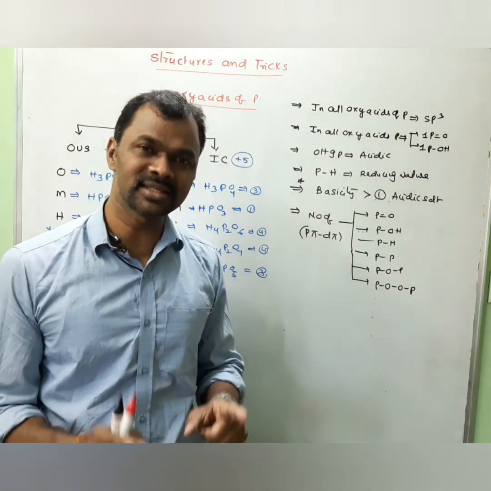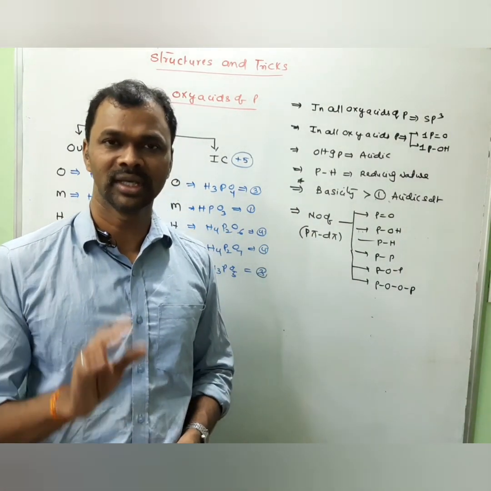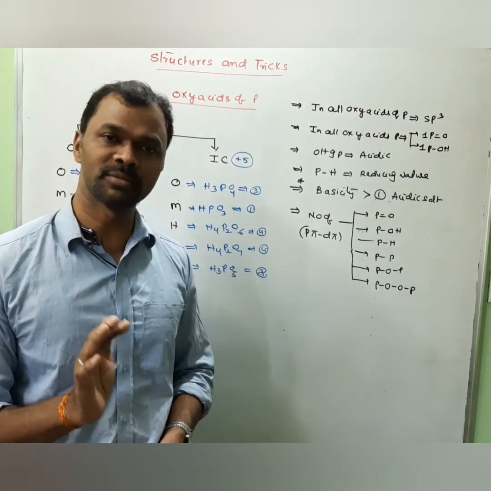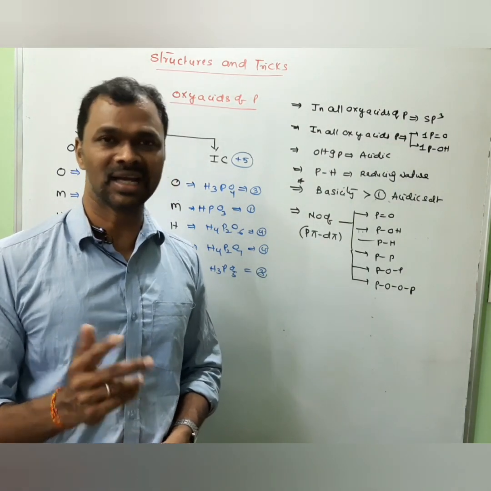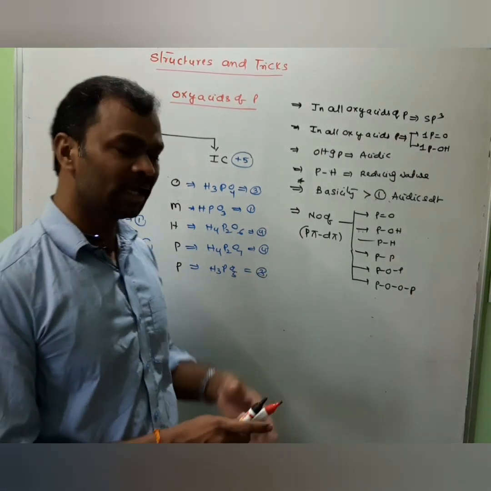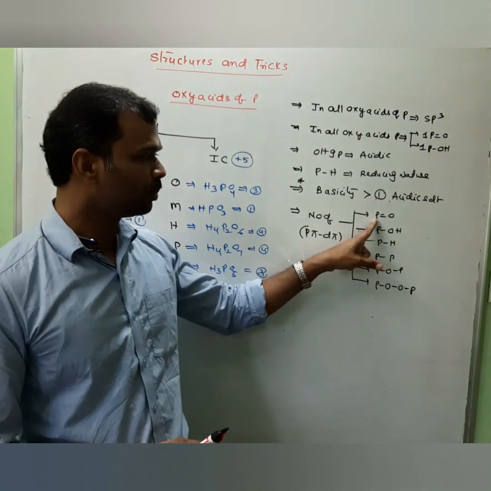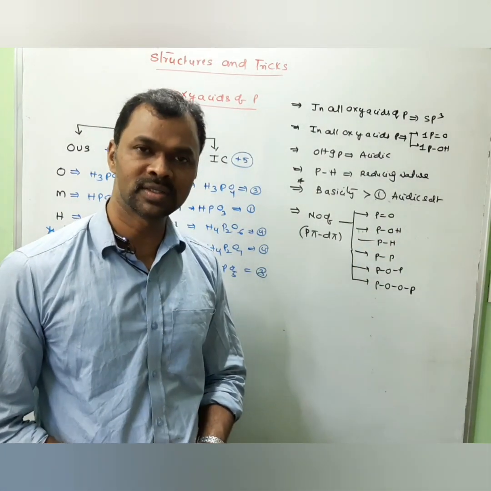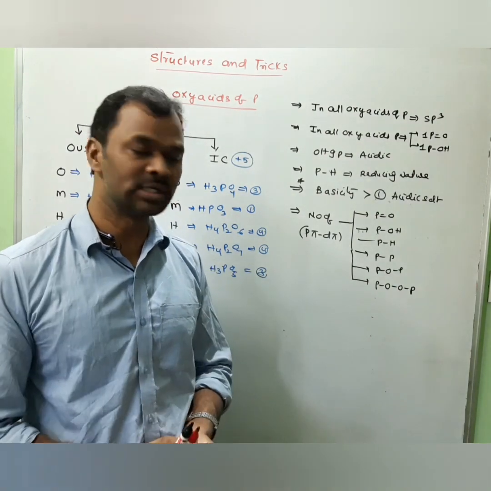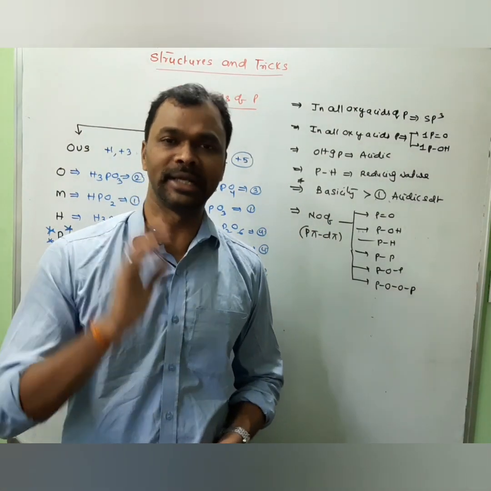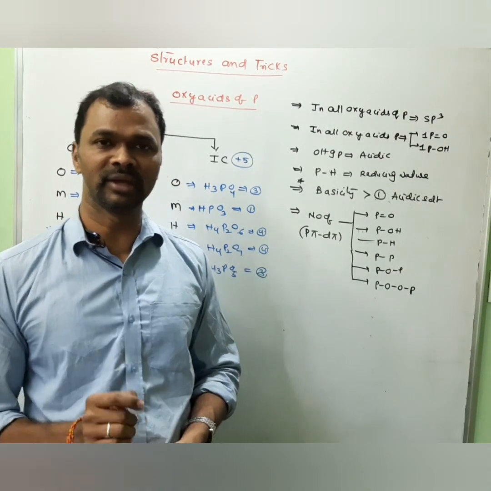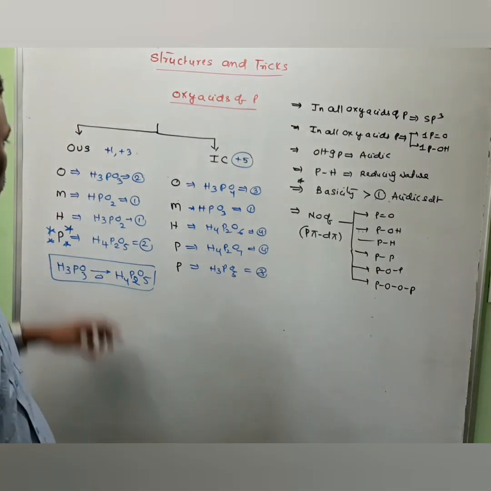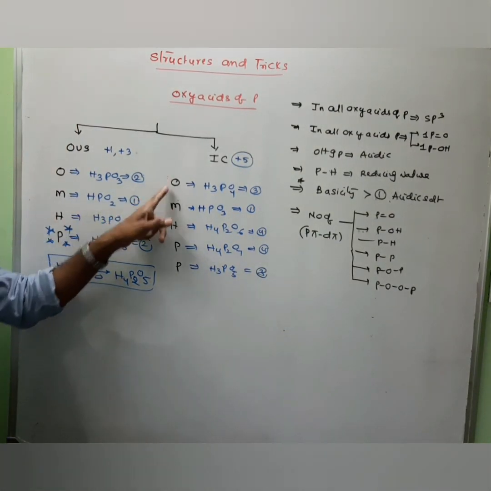Next one, if basicity is greater than 1, they form an acidic salt and a normal salt. If basicity is 2, they form an acidic salt. If it is 3, they form acidic salts as well as a normal salt. In any question, we have to look for these bonds: number of P=O bonds, P-OH bonds, P-H bonds, P-P bonds, P-O-P bonds, P-O-O-P bonds, and generally pi bonds are p pi-d pi type. We'll discuss one by one. So this is how we have to remember the oxyacids of phosphorus: -ous acids OMHP, -ic acids OMHPP.